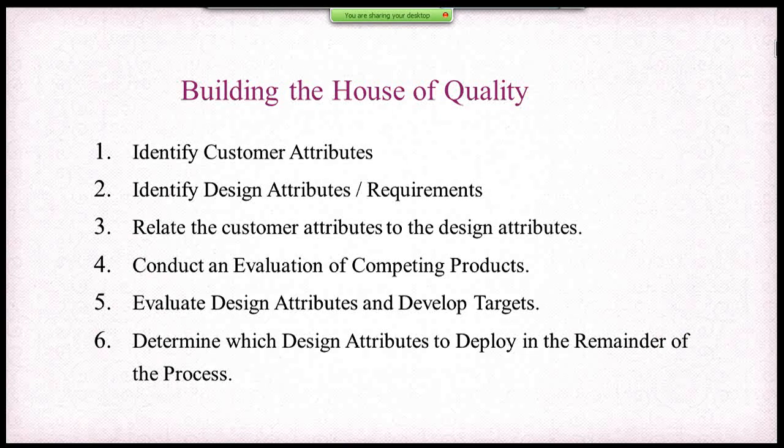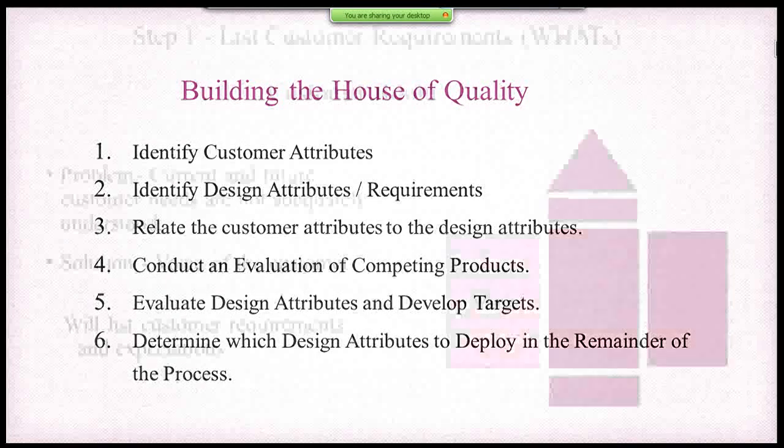In the fourth step, we have to conduct an evaluation of the competing products. That is, we can know the state of our product in comparison with the competing products. The fifth step is to evaluate the design attributes and develop the targets. Our company status is known, so we have to evaluate the future goals of our company. In the final step, we get to know where our company stands.